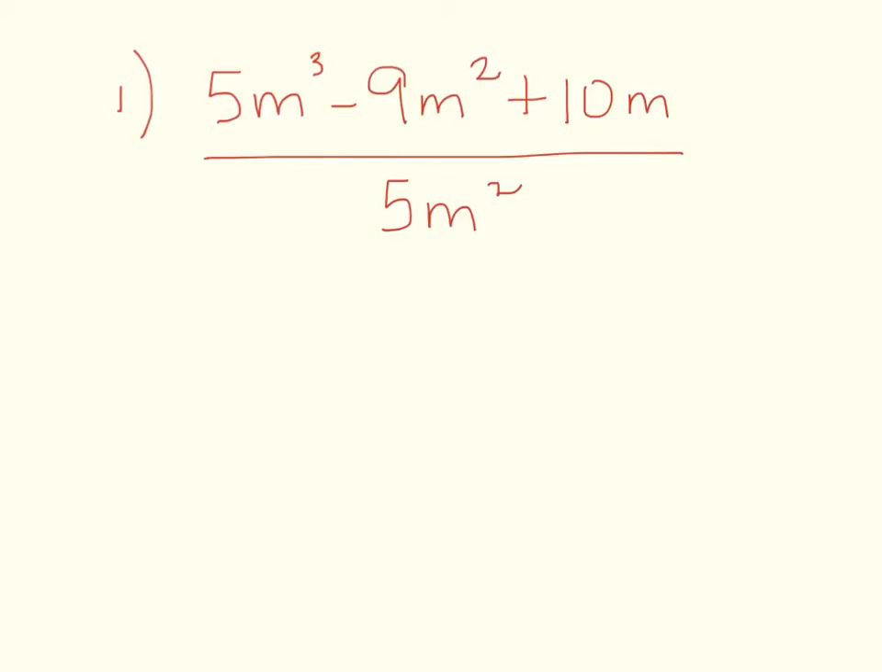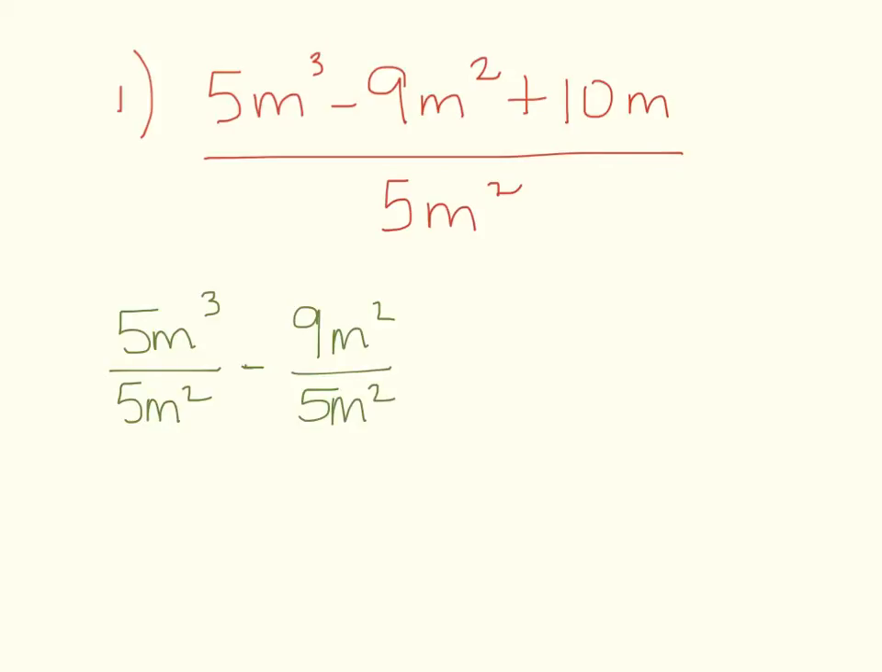So when you divide a polynomial, in this case a trinomial, by a monomial, the way that you do it is you take this monomial and you just divide each separate term by that monomial. So what it looks like is that first term, 5m cubed divided by 5m squared, minus the second term, 9m squared divided by 5m squared, plus your third term, 10m divided by 5m squared. Now, a lot of times when you do this, you're left with a remainder. So let me show you what that looks like.